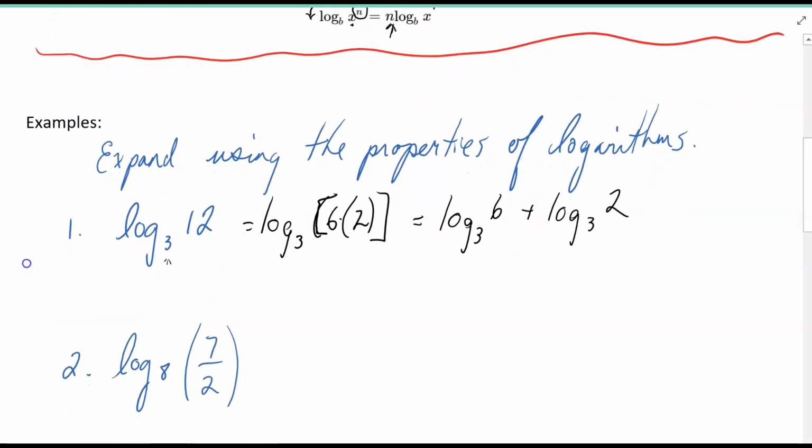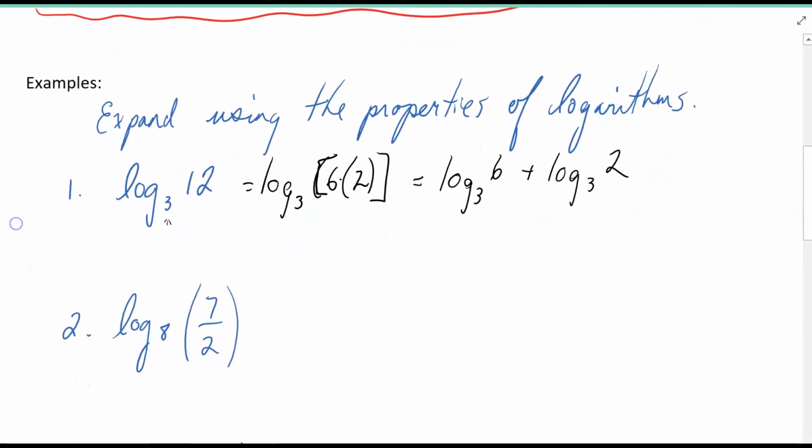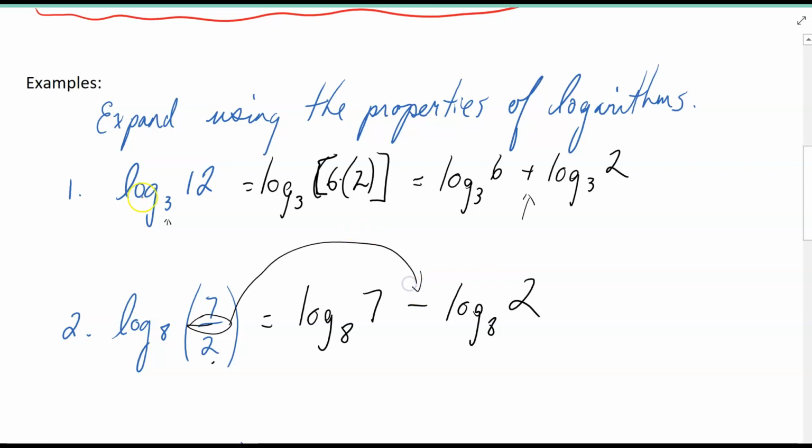I could have used 4 and 3 as well, or 12 and 1. Here's a quotient. When you have a quotient, instead of having a sum of logs, you have a difference of logs. So this one will be log base 8 of the numerator, subtract log base 8 of the denominator. So this quotient implies the difference. This product implies the sum. That's the relationship there.